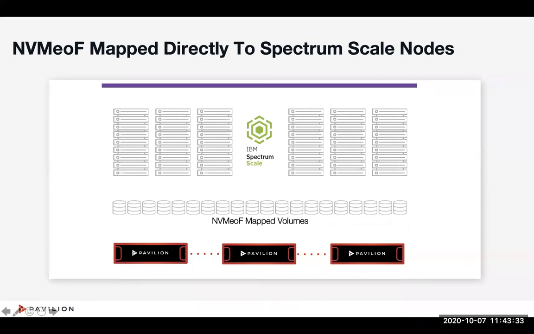IOPS are kind of the hidden piece of this design, because in a traditional environment, you've got to wait for IOPS to be delivered. Each one of these Pavilion systems is capable of 20 million IOPS. So you add them together, you've got 60 million IOPS that are possible from the Pavilion chassis under the covers. That gives you tremendous capabilities for your IBM Spectrum Scale environment.